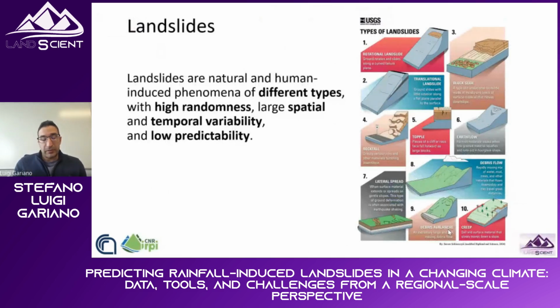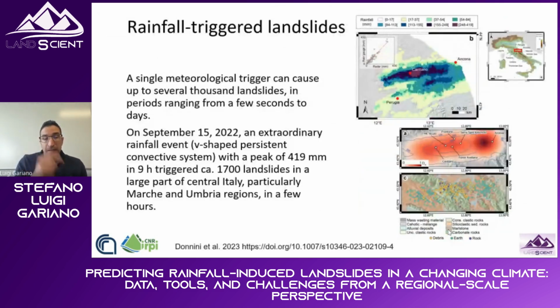Just a brief introduction. We already know everything. Landslides are very different phenomena: natural induced, human induced, of different types, different size, different depth, different movement, different velocity. And for this high variability, landslides are very difficult to predict. Most of the landslides are induced by rainfall, and in some cases, just one meteorological event can cause up to several thousand landslides, also in a very short time.